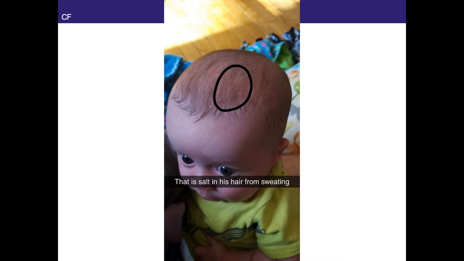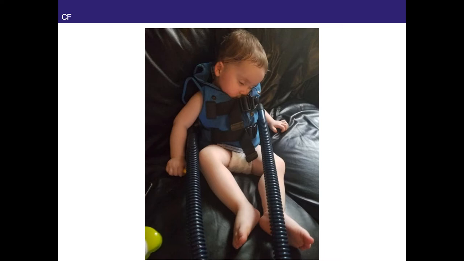Okay, this is Spencer, a little bit older, right? He's a little kid that has to have this vest. It's a vest that every day pretty much vibrates, right? And there's a lot of percussion. It helps to loosen up the mucus in his lungs. And he has to do this on a regular basis. So this is my former student and Spencer.